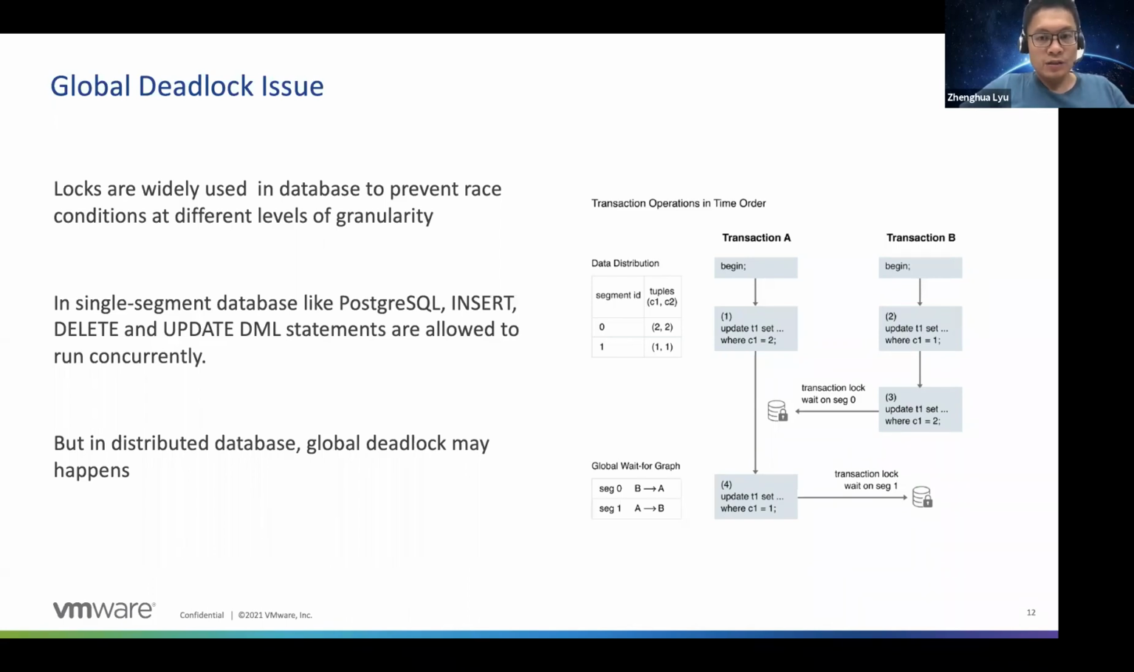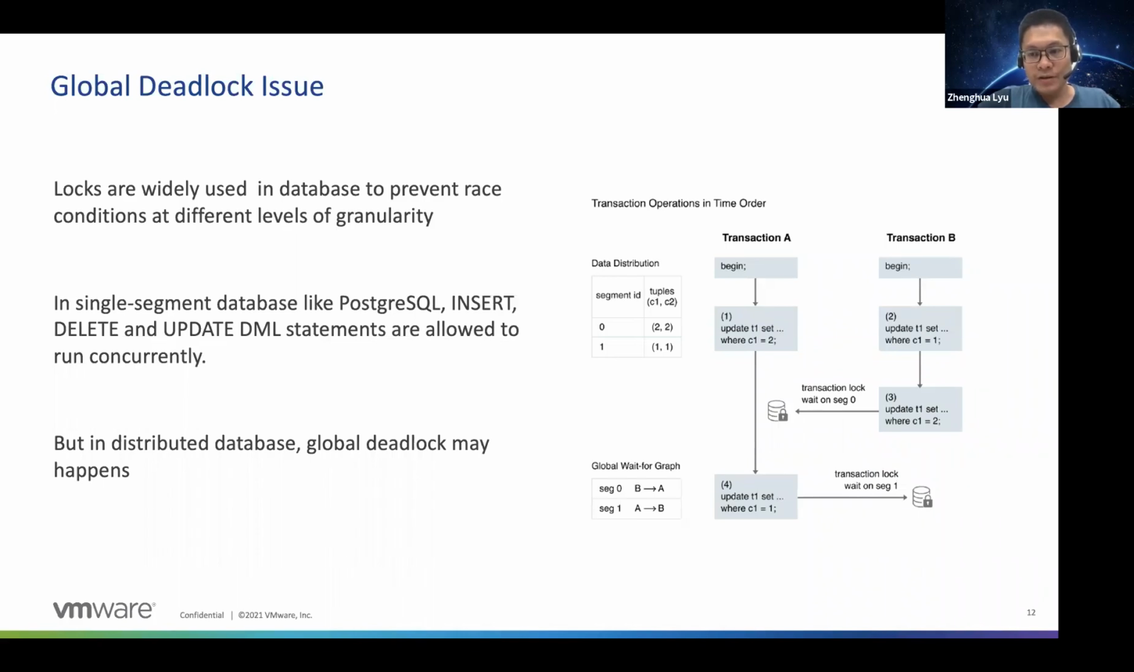In the right picture, there is an example of global deadlock in Greenplum if we allow these kind of DML to run concurrently. The ID in the box is the execution order. First, transaction A updates the table T1 of the tuple with the column C1 equal 2. Then transaction B updates the same table T1, but the different tuple with column C1 equal 1.